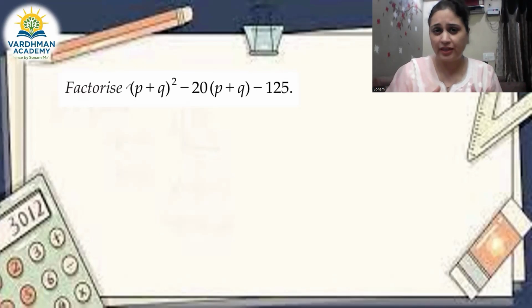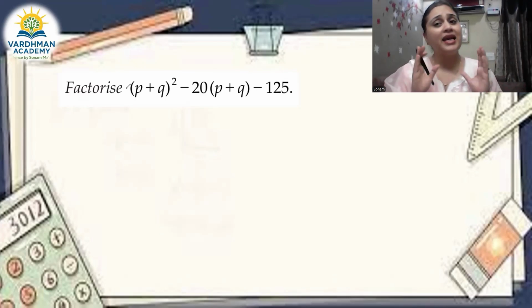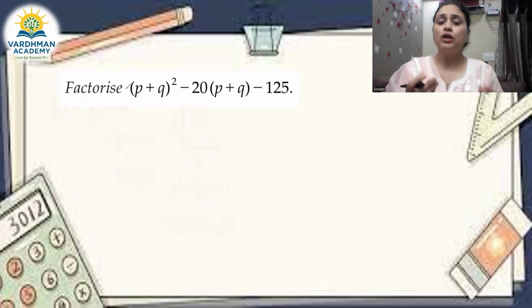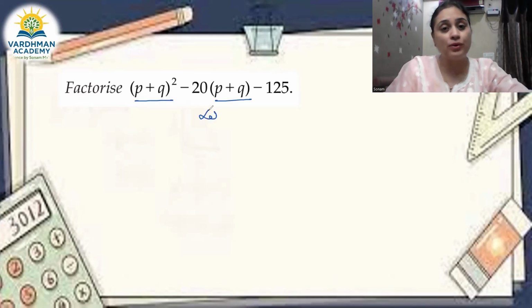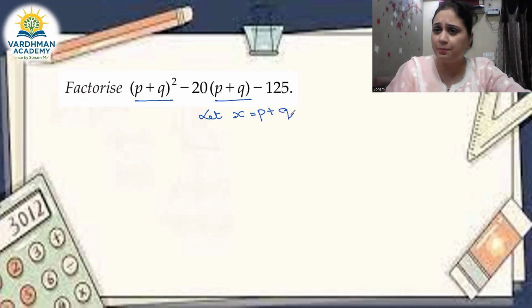Is it really going to get solved by your middle term splitting? Yes, absolutely right, children. Now what you have to see is the pattern. Look at its quadratic term, look at its linear term. They are both the same, just the power difference. So how will we do such questions? We let x equal p plus q. Very simple, right?